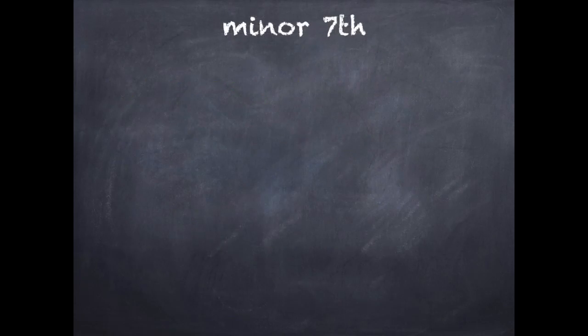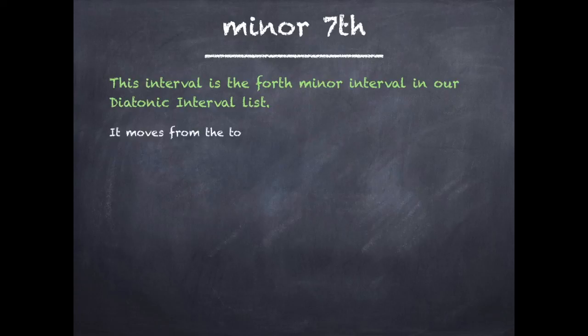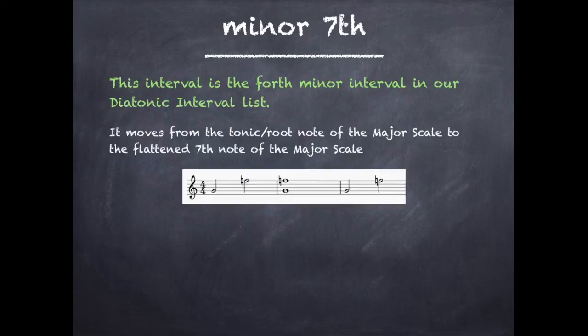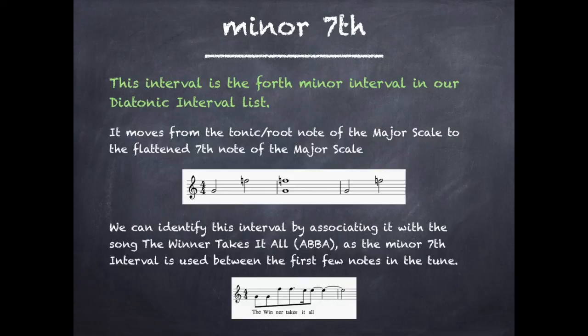The minor 7th. This interval is the 4th minor interval in our diatonic interval list. It moves from the tonic root note of the major scale to the flattened 7th note of the major scale. We can identify this interval by associating it with the song The Winner Takes It All by ABBA, as the minor seventh interval is used between the first few notes in the tune.